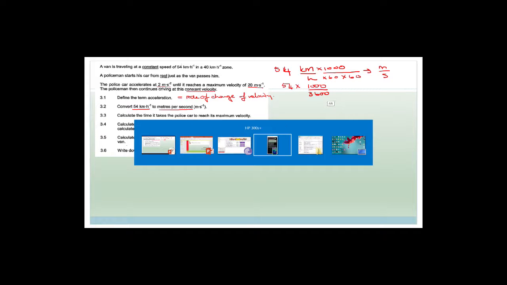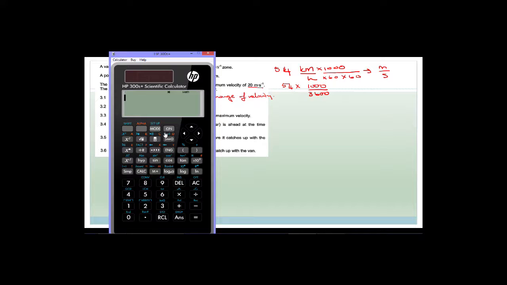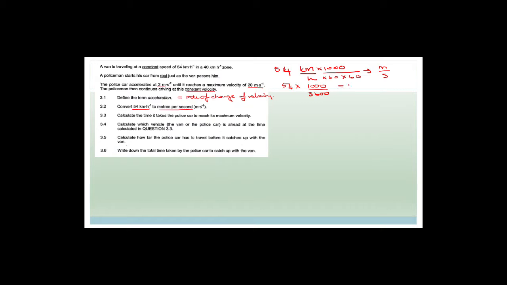So let us get out our calculator and do that. So we're going to go 54 multiplied by 1,000 equals, divided by 3,600 equals 15. So that is equal to 15 meters per second. Okay, that's 15 meters per second. Now it says calculate the time it takes for the police car to reach its maximum velocity.